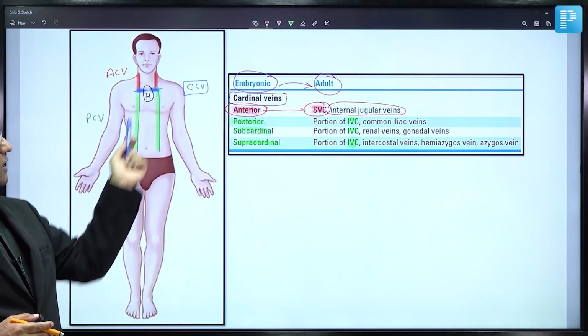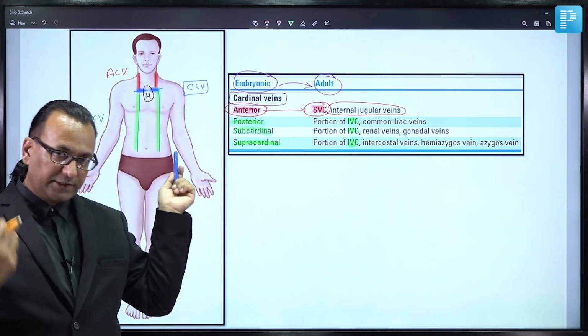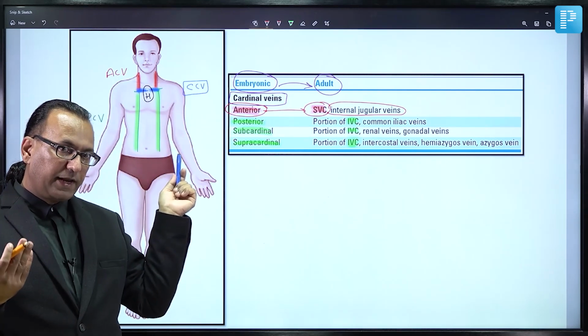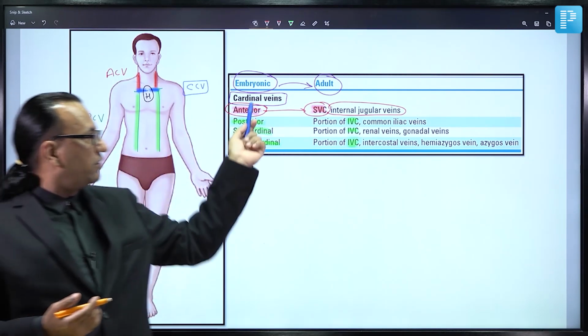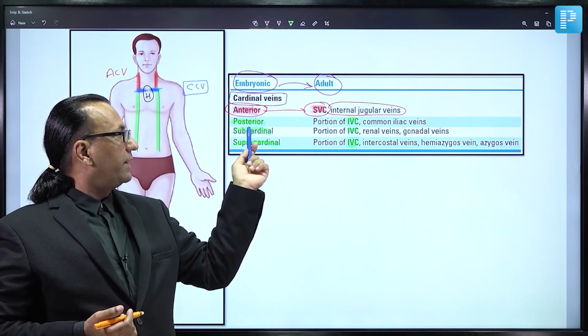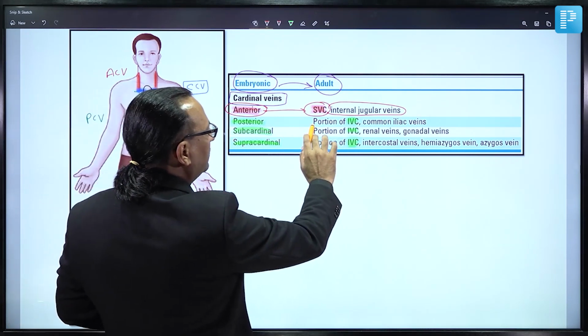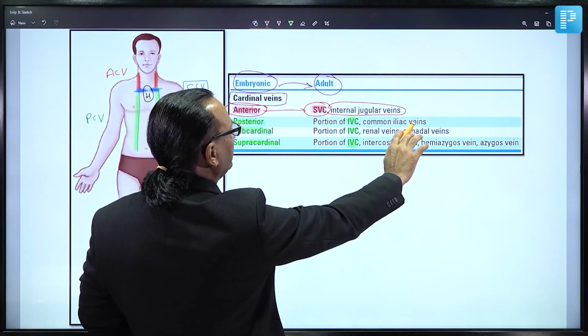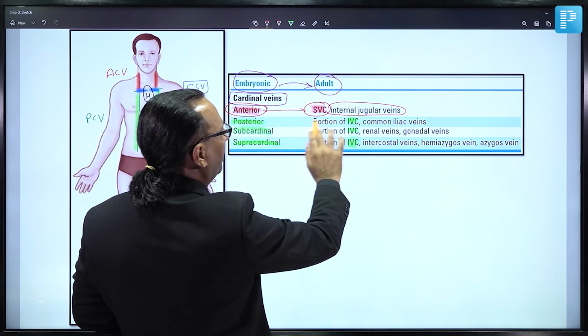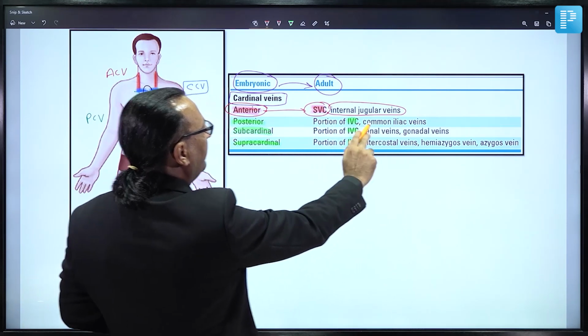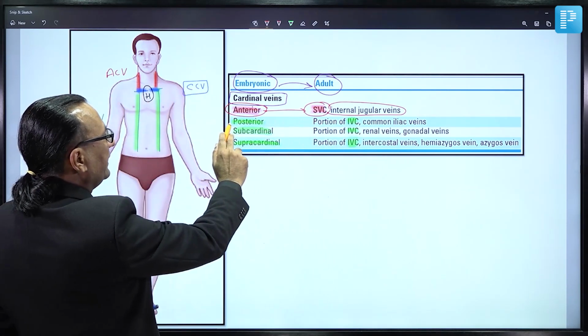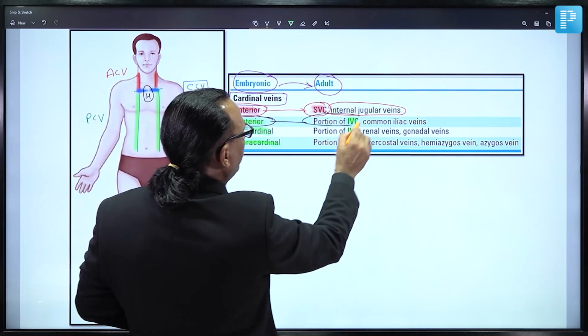What about the posterior cardinal vein? Posterior cardinal veins will be gradually disappearing and their place will be taken by some other cardinal veins. But the posterior cardinal vein will have some contribution to the inferior vena cava and part of the common iliac veins. In fact, common iliac veins join to form the inferior vena cava. So the beginning of the inferior vena cava comes from the posterior cardinal vein, which we can show here in the diagram now.